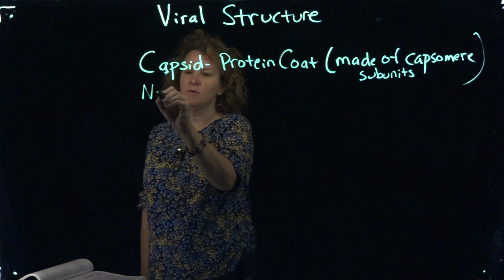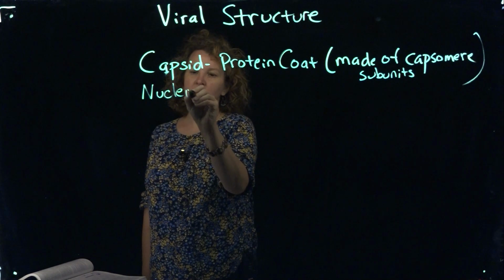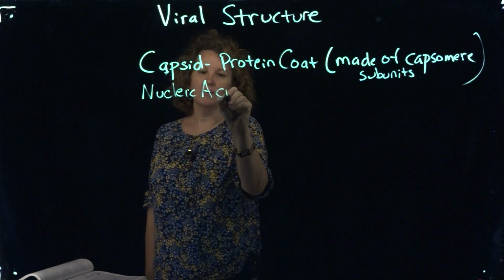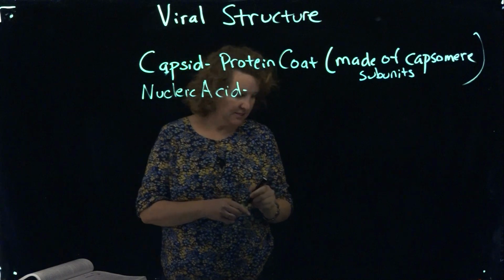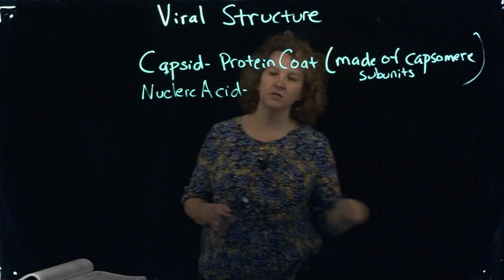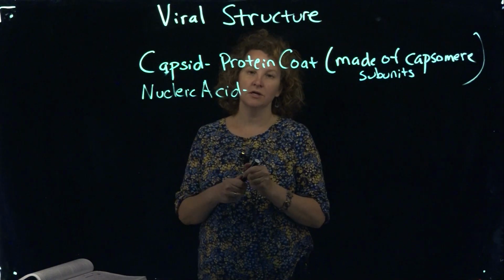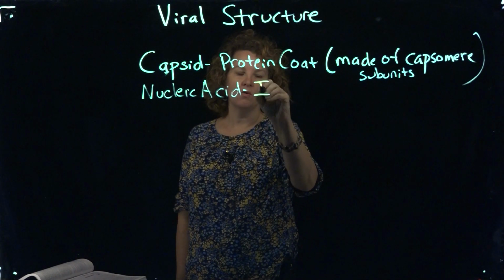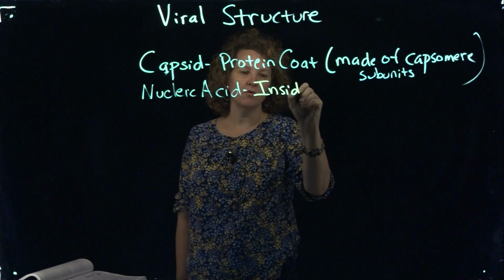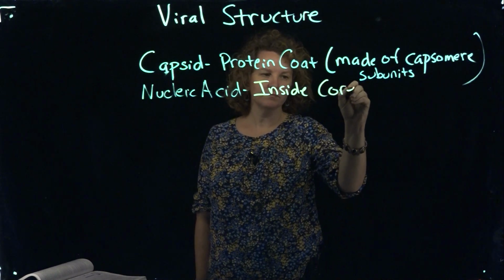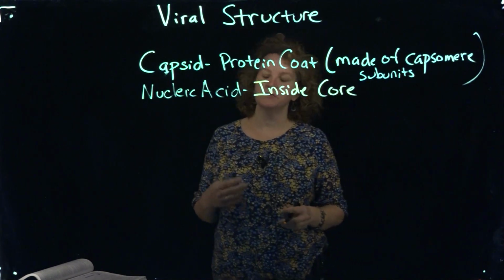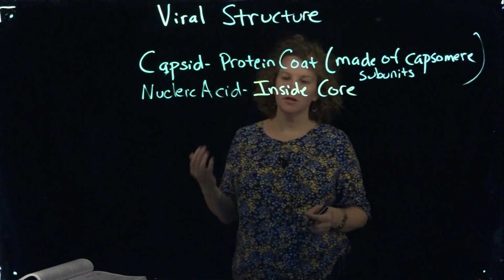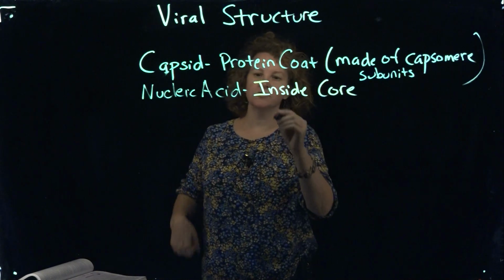The other component of viruses are nucleic acids, or a nucleic acid. And I said acids because there are different possibilities. So that's in the interior, and it's what we can call the core. So inside the core, it's one of four types. So we typically think of DNA or RNA, we think of one as double-stranded and one as single-stranded.